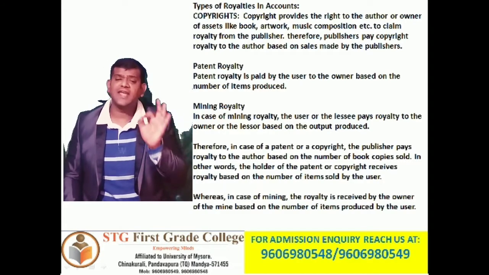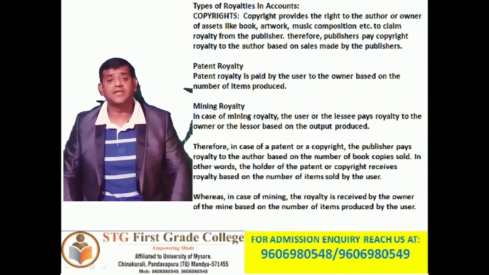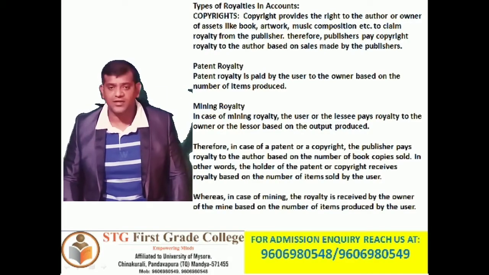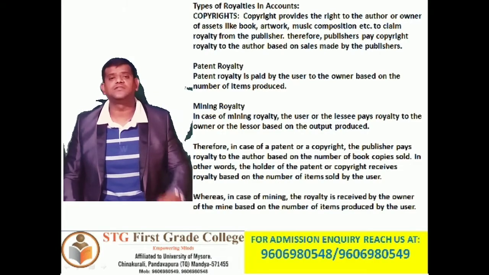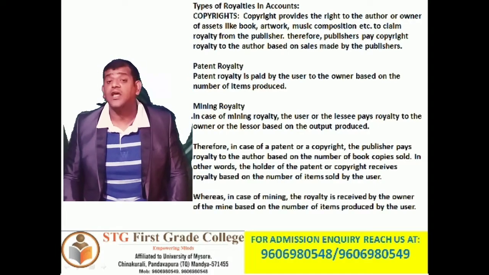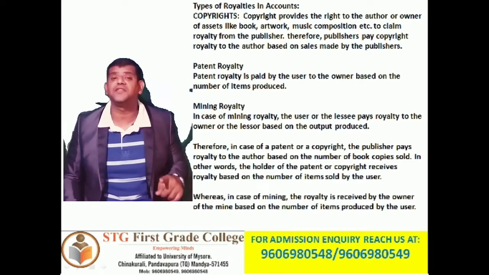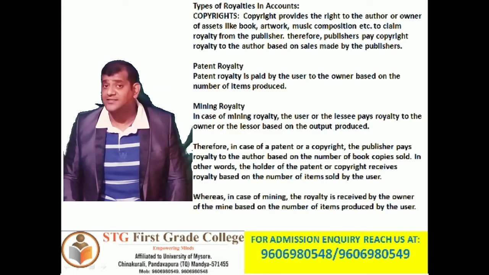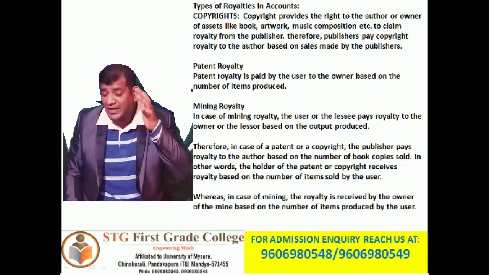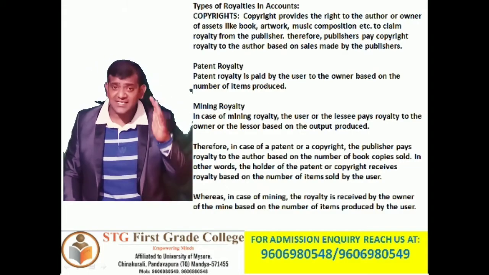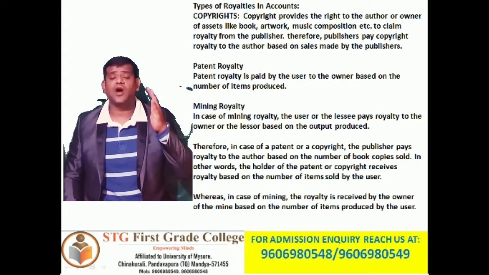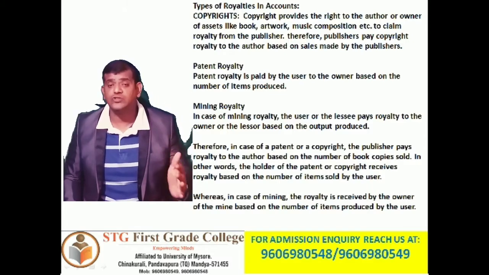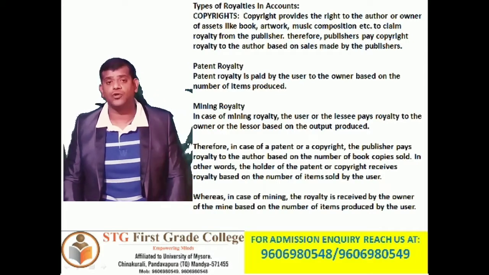So in case of a patent or a copyright, the publisher pays royalty to the author based on the number of book copies sold. In other words, the holder of the patent or copyright receives royalty based on the number of items sold by the user. So try to understand it. Here we are making a clear point: a royalty is paid on the basis of sales, on the basis of the number of items sold.